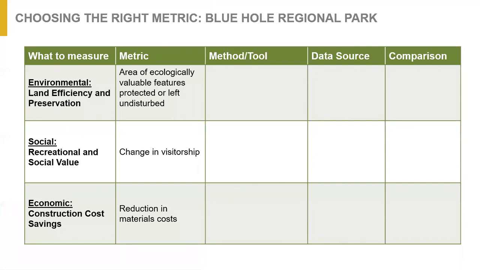I won't go through each of these in detail, but I've added to this chart, selecting some metrics. So that one for land efficiency, but then also for recreational and social value. Very simple metric, change in visitorship, right? We wanted to show that visitorship increases even after the redesign. Construction cost savings, we could look at reduction in materials costs during construction.